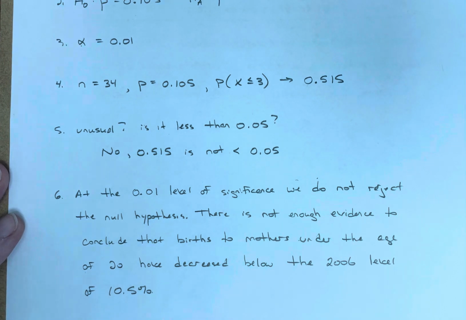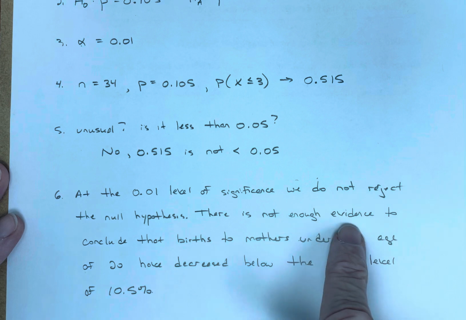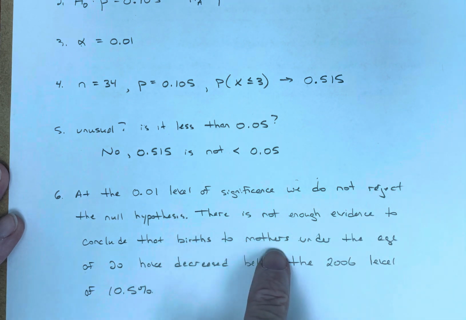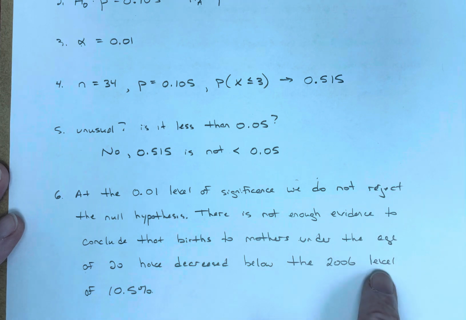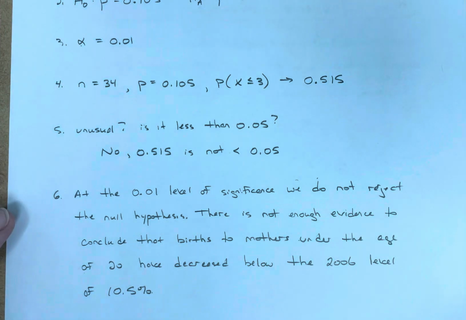We write our conclusion from the alternative hypothesis perspective. There is not enough evidence to conclude that births to mothers under the age of 20 have decreased below the 2006 level of 10.5%.